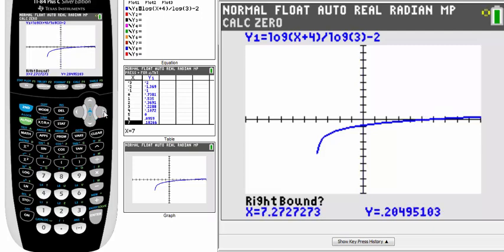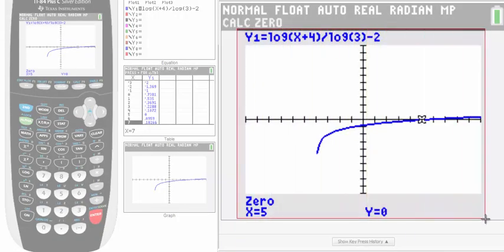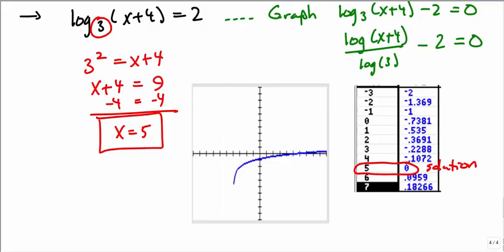And I want to make sure I'm to the right. There, I'm above. And then it says to guess, and if you want to, you can move the cursor over to where you think it crosses, but it's not a big deal. And it says, oh, your 0 is at 5. So this tells me, let's say my value had been a decimal or something similar, this would have told me what the decimal was, so I could have checked my answers.